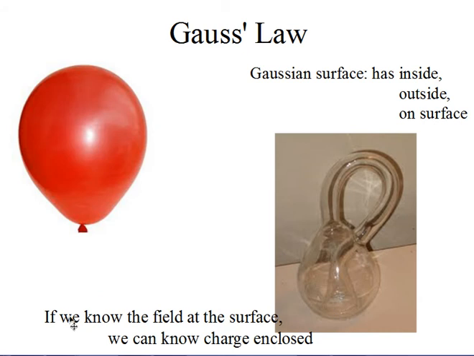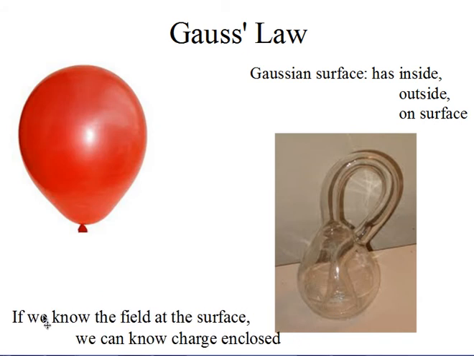Ultimately, where we're going is that if we know what the field is like at the surface of a Gaussian surface, then we can know what charge is enclosed in the surface. And vice versa. If we know what charge is enclosed, we can know about the field at the surface, which is perhaps a little bit vague at this point.